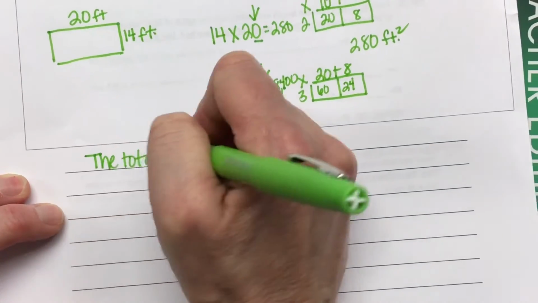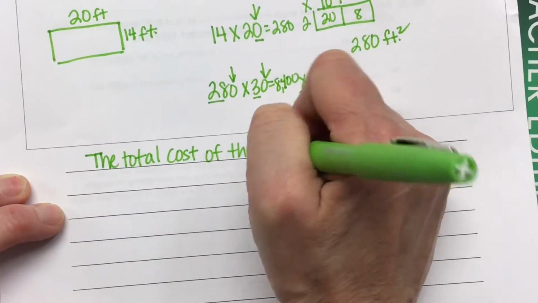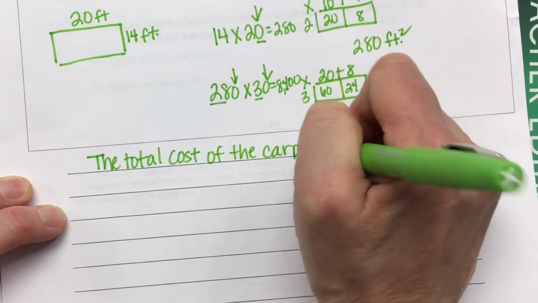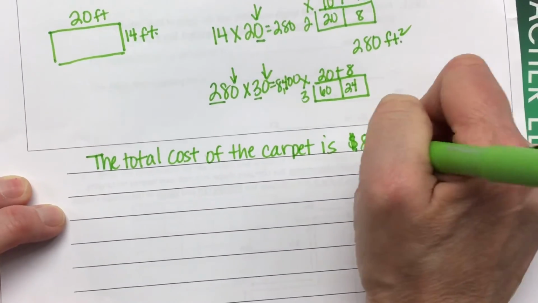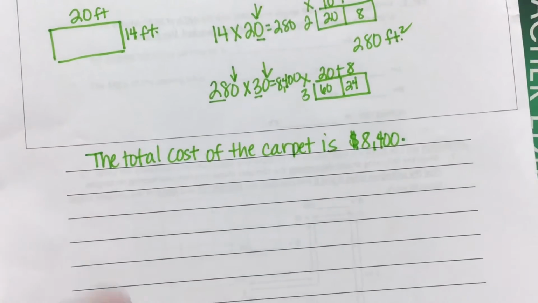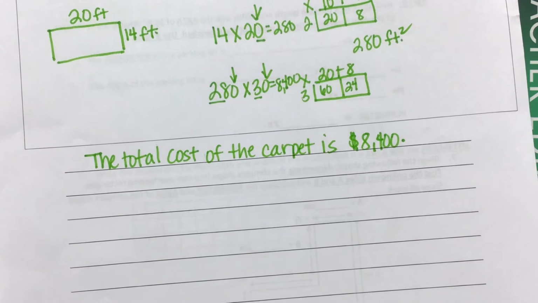Very good. The total cost of the carpet is, and don't forget your dollar sign, $8,400. It's not 8,400, you have to put the dollar sign.